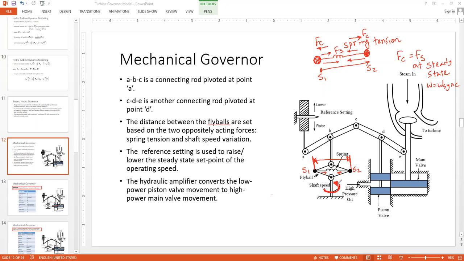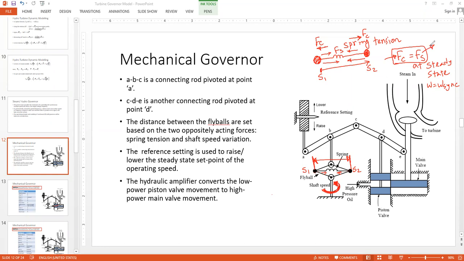So due to the rotation over here, this spindle, the rod, is moving, and that movement is creating centrifugal force which is keeping the balls apart. However, there is a force due to the spring tension which is trying to keep the balls together, and there is a balance between these two forces. This is the centrifugal force due to the shaft speed, the shaft rotation, and this is the spring tension.